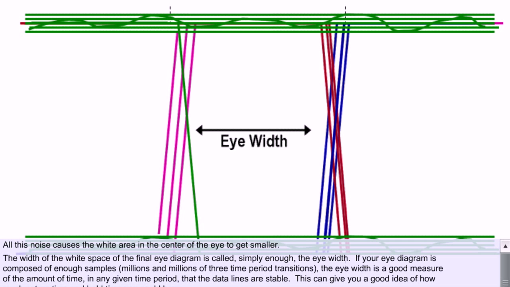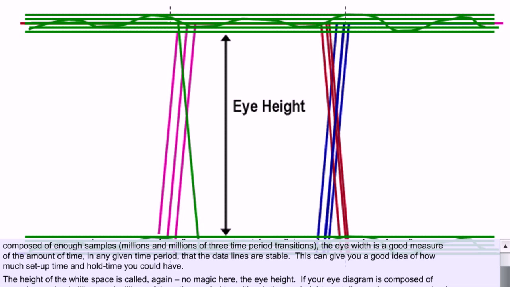The height of the white space is called, again, no magic here, the eye height. If your eye diagram is composed of enough samples, the eye height can tell you where your receiver's VIH and VIL, those are high threshold and low threshold respectively, need to be to sample the data correctly. The better quality your digital signal transmission, the more open white space you should see in the eye.